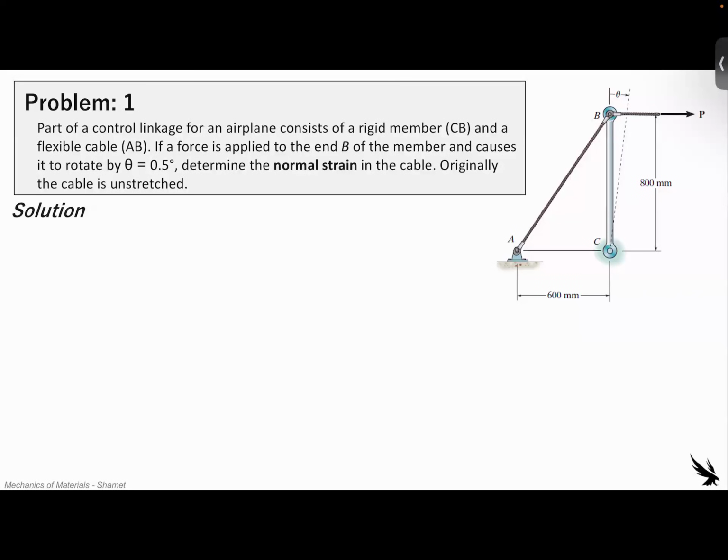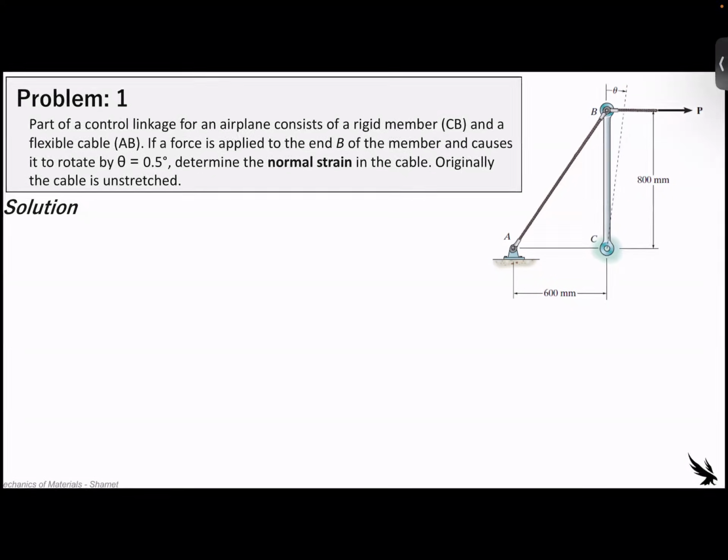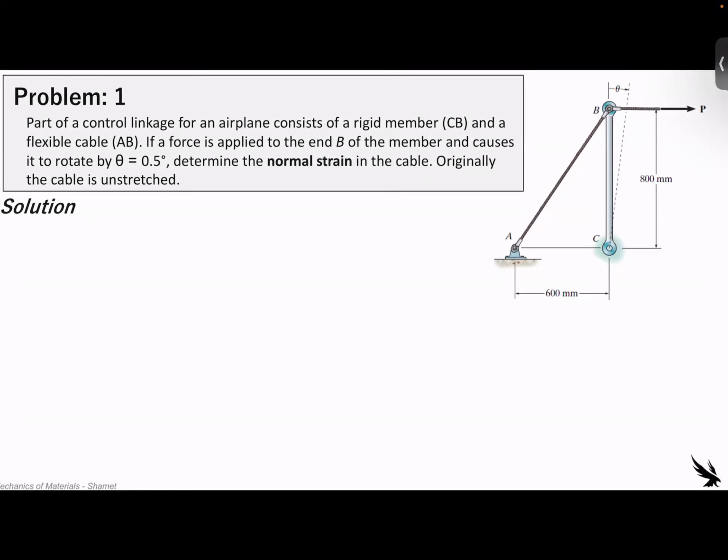Now, the original cable is unstretched. So what we see that's given to us right away, we see that we have some dimensions. They're all in millimeters, so we would expect the forces to be in kilonewtons if we had to calculate it. What we also see is that this original length here is not given, so we might have to do some trigonometry to find this out. We're also asked to determine what the normal strain is of the cable.